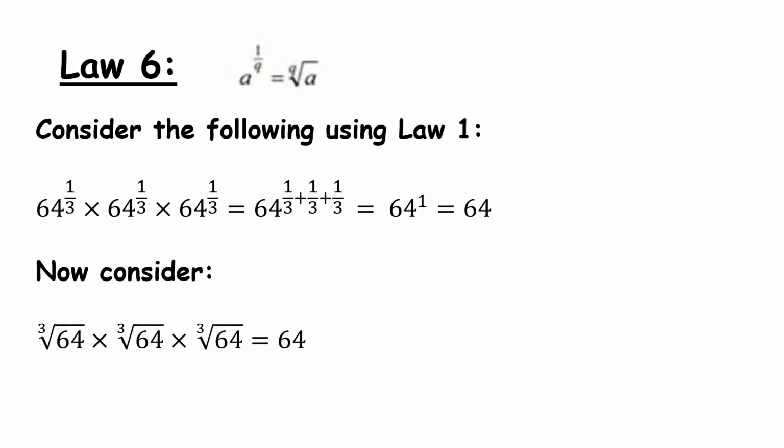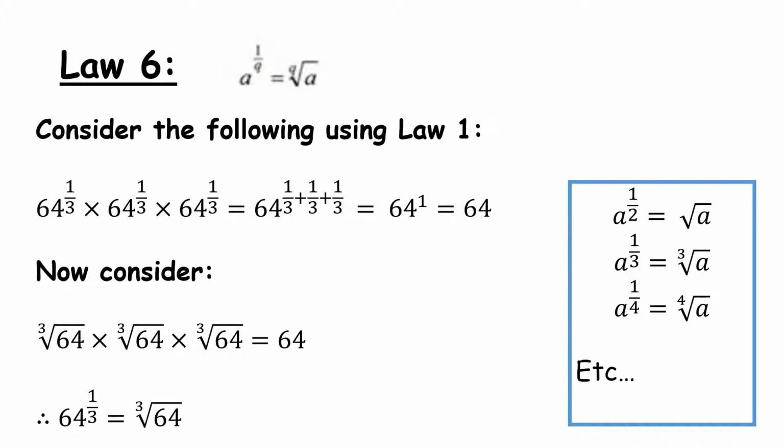Notice how similar these two pieces are. 64 to the power of a third multiplied by itself and then multiplied by itself again gave us the exact same answer as the cubed root of 64 multiplied by itself and multiplied by itself again. So what we can conclude from this is that 64 to the power of a third is the same as the cubed root of 64. When we see any powers which are in fractional form, they're going to link us back to the roots in some way. The important ones to note would be a to the power of a half is the square root, a to the power of a third is the cubed root, and a to the power of a quarter is the fourth root, and so on and so forth.